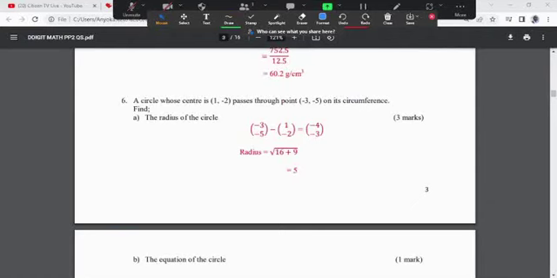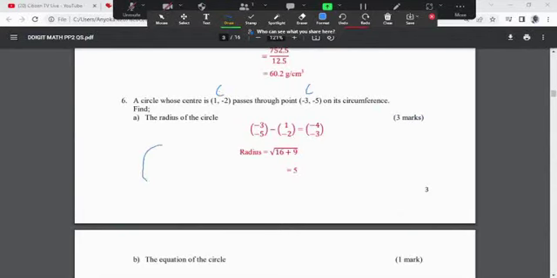A circle whose center is (1, -2) passes through the points (2, 3) and (-3, -5) on its circumference. Find the radius of the circle. So this is the center, and it passes through a point. This is a point on the circumference.